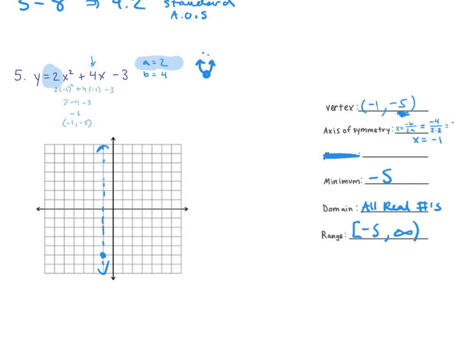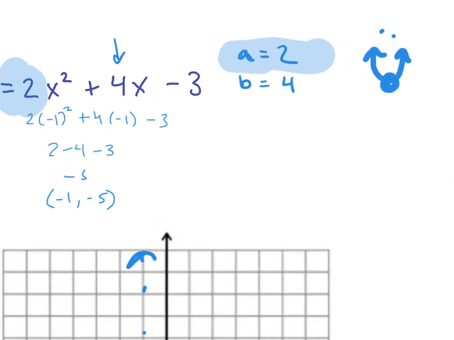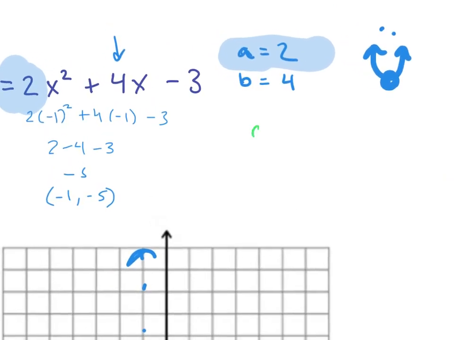Last thing we need is our 2 other points. How do we find one of them? How do we find a point on our graph? What do we want to plug in? 0. 0 is close to negative 1, so let's plug in 0. We have 0 squared plus 4 times 0 minus 3.